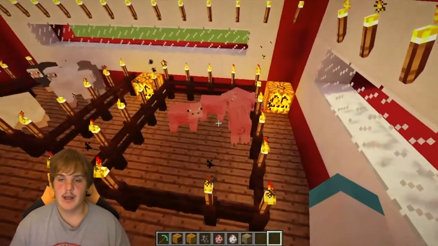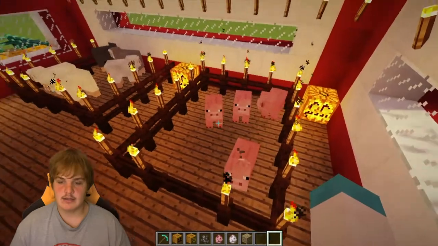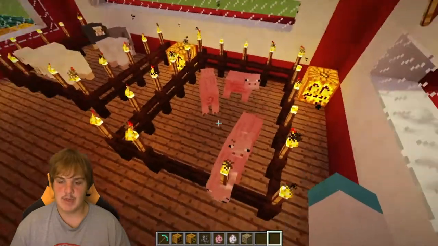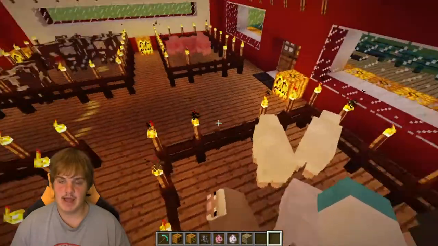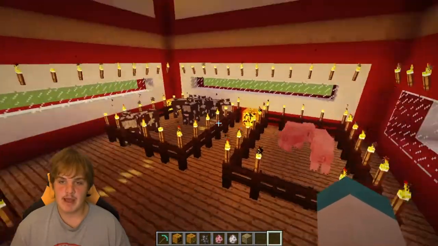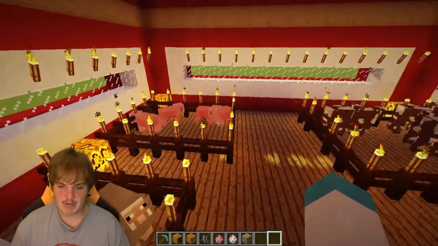This is the pig. This is the pig cage. This is the sheep pen. Pig pen, cow pen, pig pen.